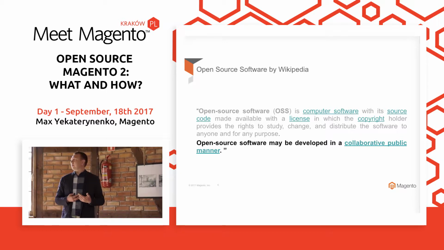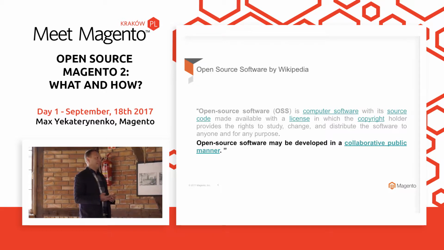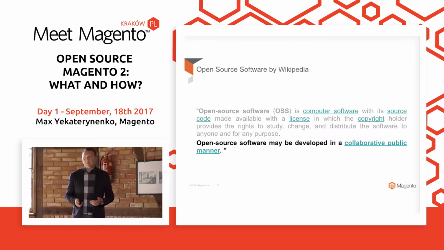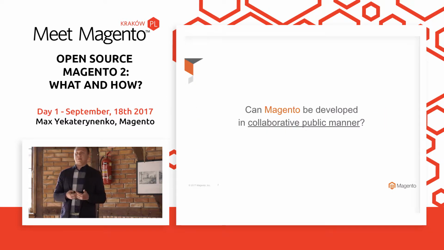the interesting part of the definition, which people always misinterpret, says that open source software may be developed in a collaborative public manner. And that's something interesting, right? That's what we're trying to dig into. Is it possible? Can Magento be developed in a collaborative manner?